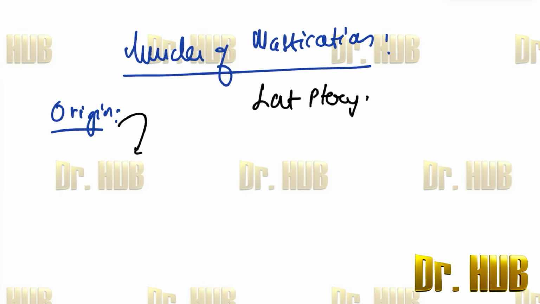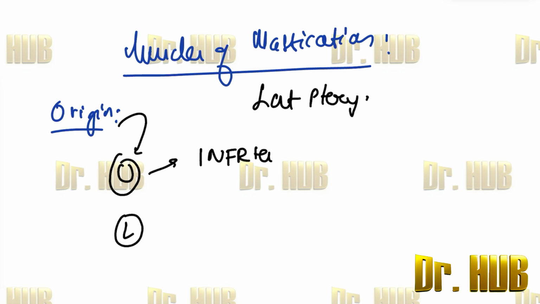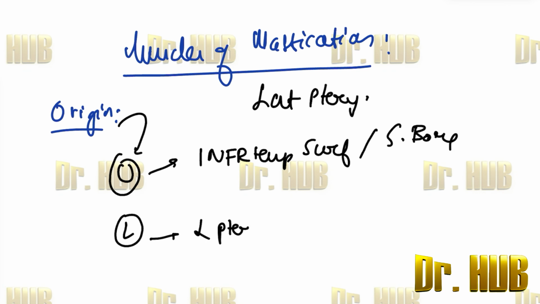The origin of this is the upper head and the lower head. Upper head is from the infratemporal fossa, infratemporal surface and the sphenoid bone. Lower head is from the lateral pterygoid plate.